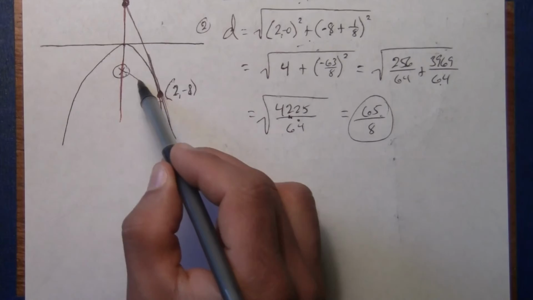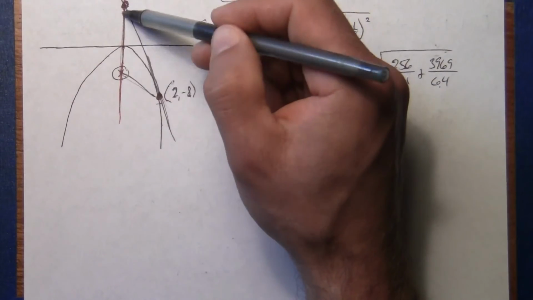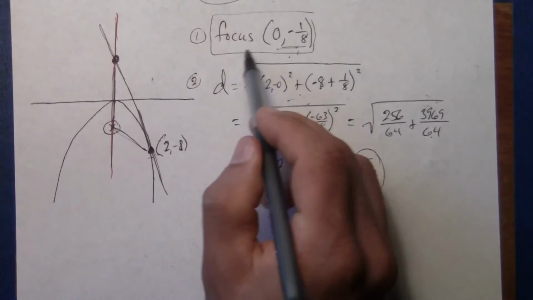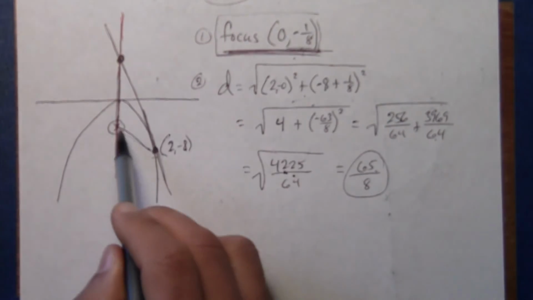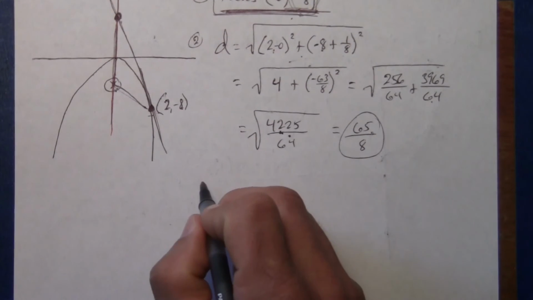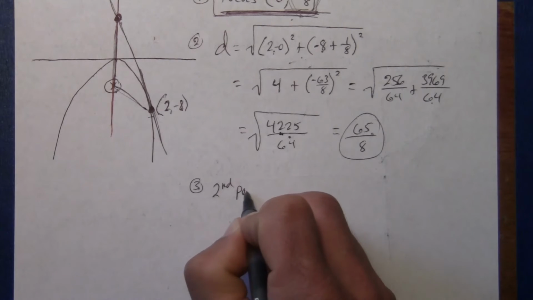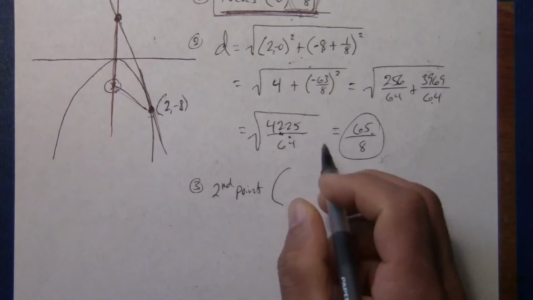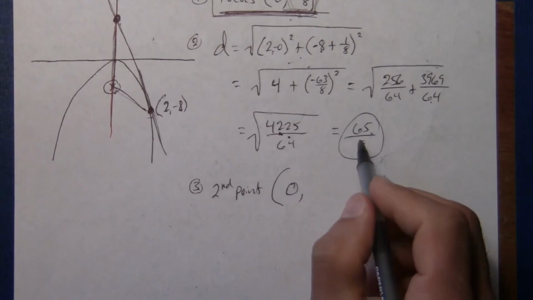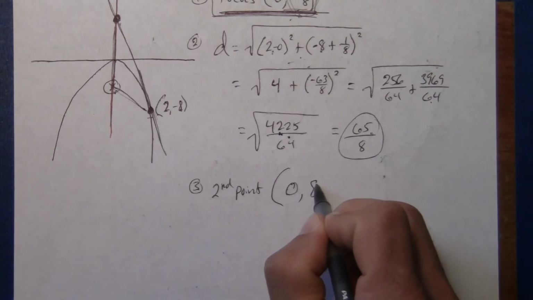Now I know the distance here is 65/8, which means this distance is also 65/8. So from the focus, go up 65/8, and since you're going up, you're adding it to the y value. So step 3, come up with that second point, like I called it. And since I'm going up, the x value won't change. If I add 65, that's going to give me 64/8, or 8.